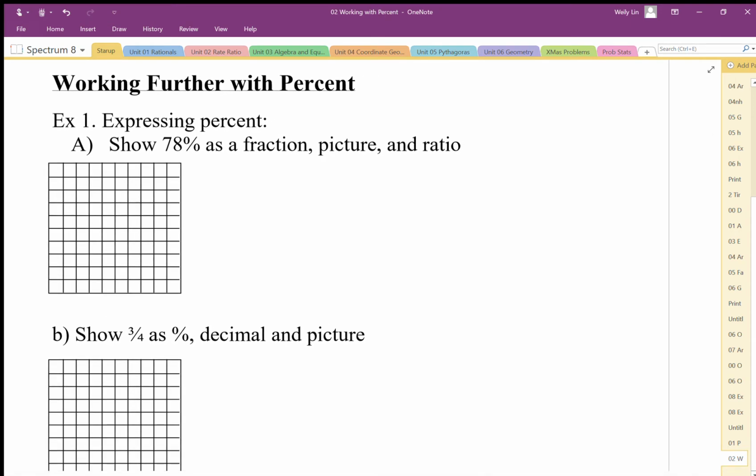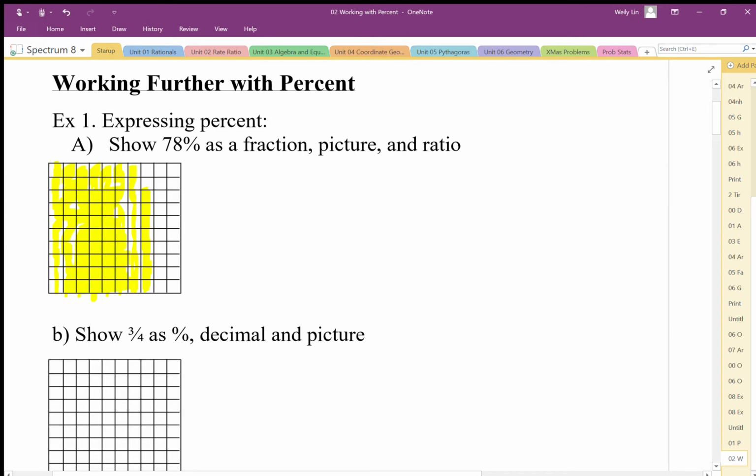So we want to make sure we have a good visual idea and a sense of how much proportions and percentages are. So when we look at 78%, we can think of it as 10, 20, 30, 40, 50, 60, 70, and then we can have 1, 2, 3, 4, 5, 6, 7, 8. So that represents 78% of that hundreds grid.